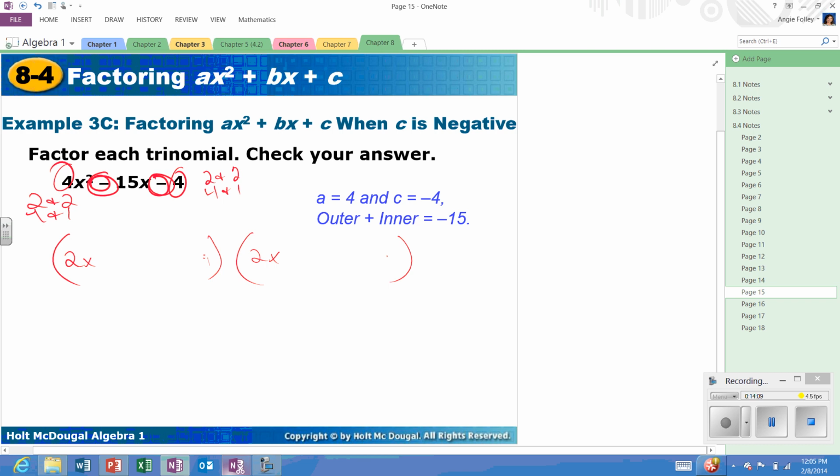So let's think about if I tried 4 and 1. If I tried 4 and 1, I would get 8, and I would get 2. Can I combine 8 and 2 in any way to get 15? No, I could only make 10 or 6 out of that. So that's not going to work. So neither of those work. So let's try different numbers in the front.